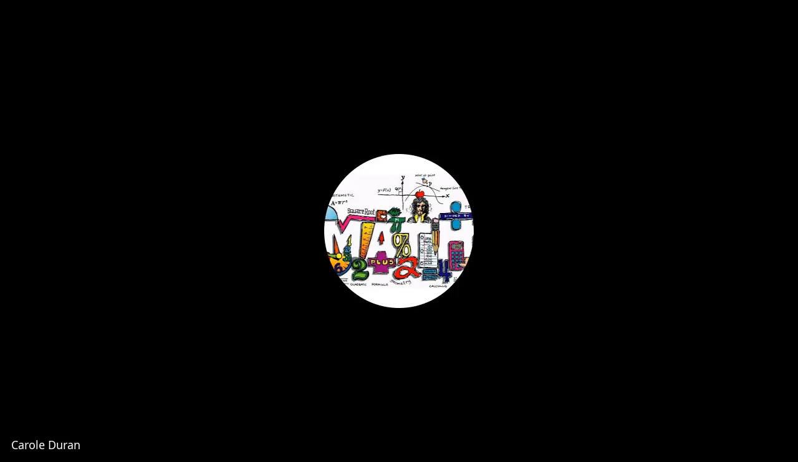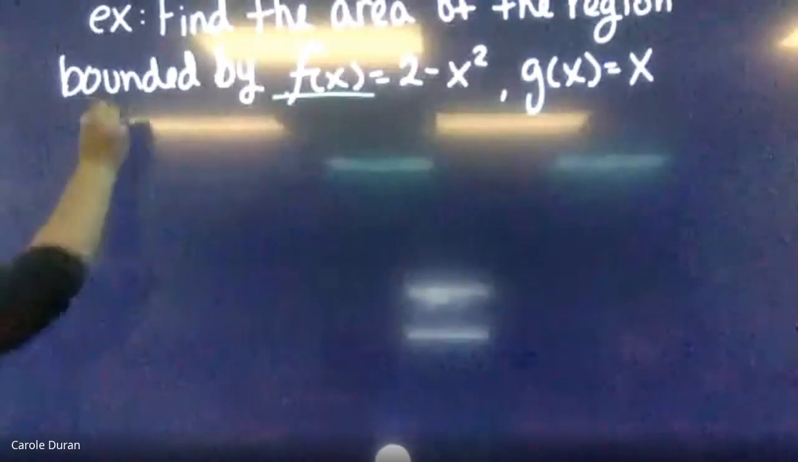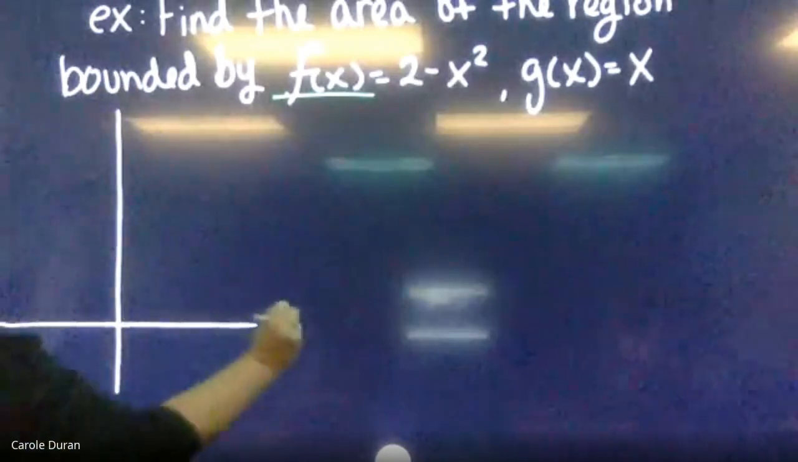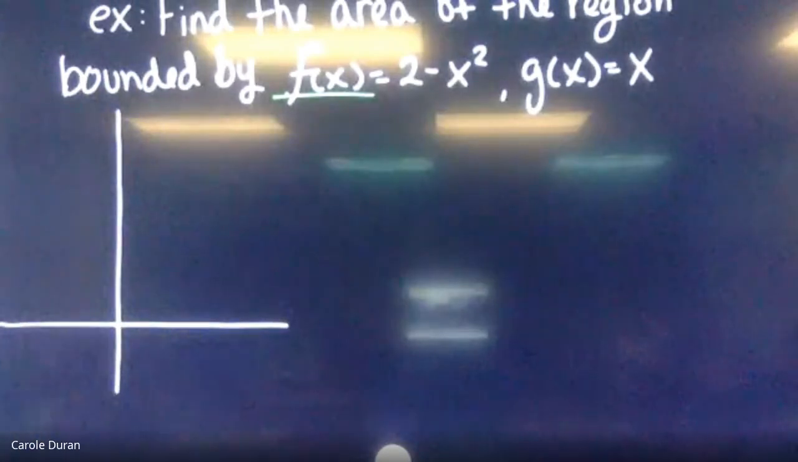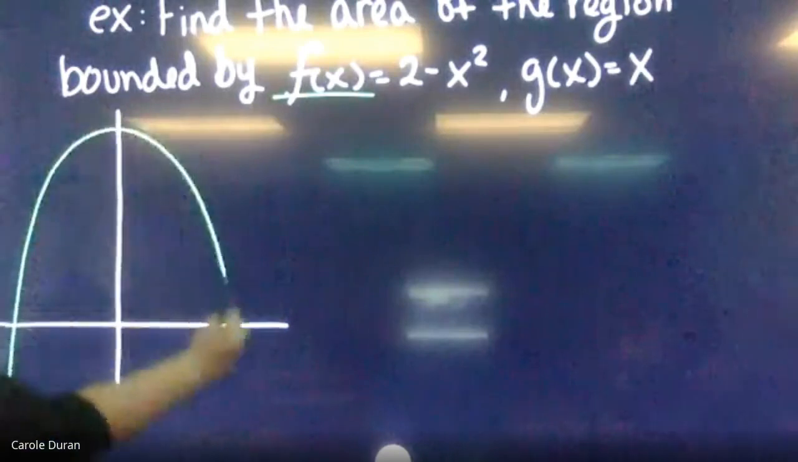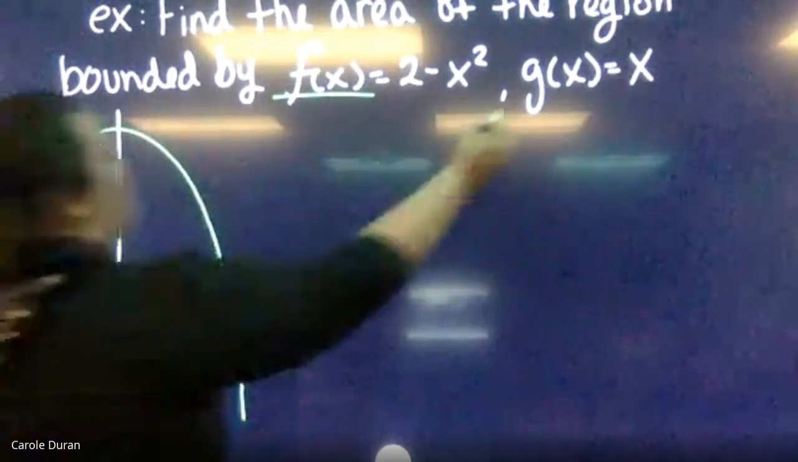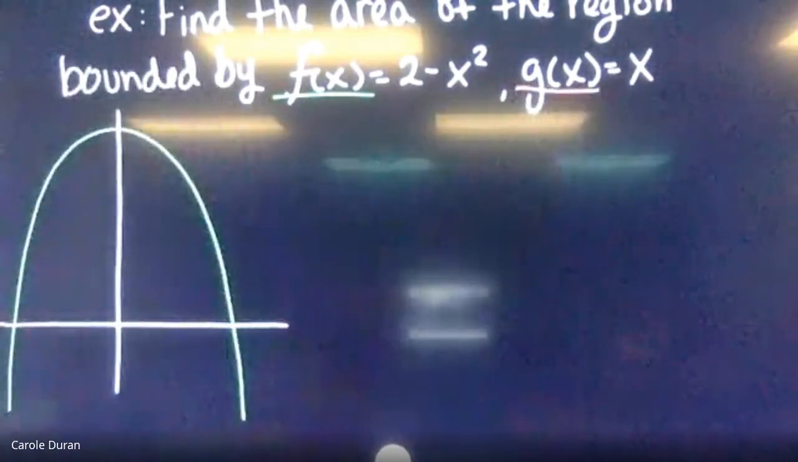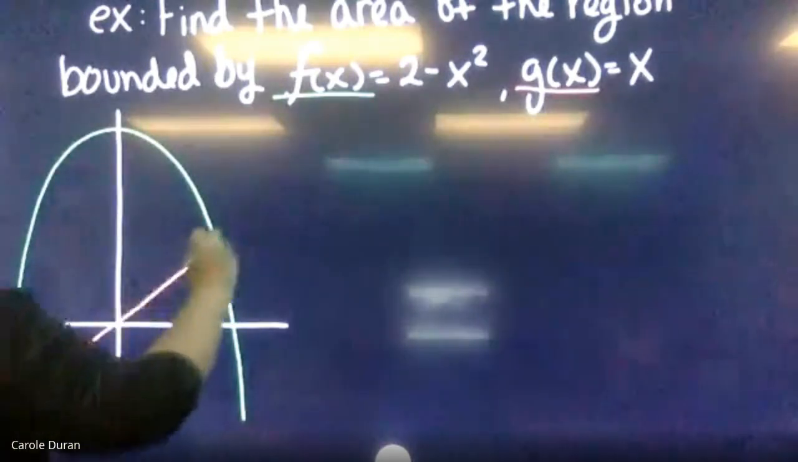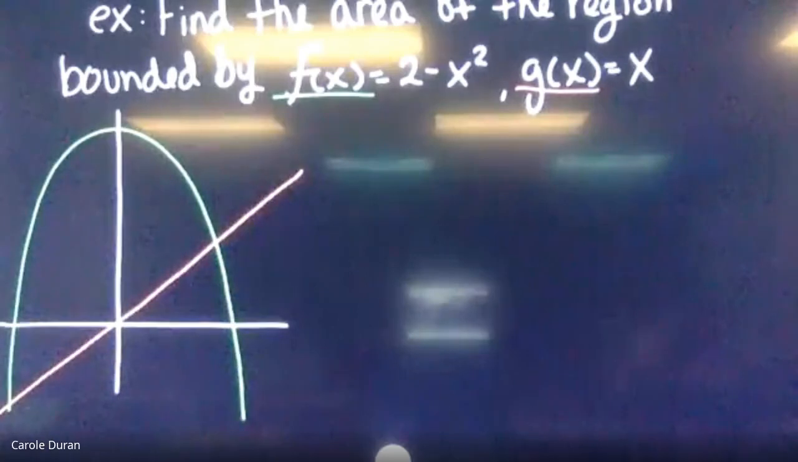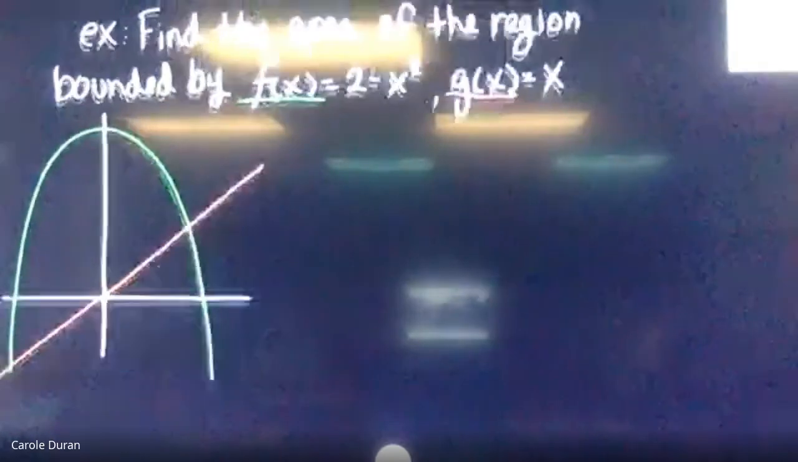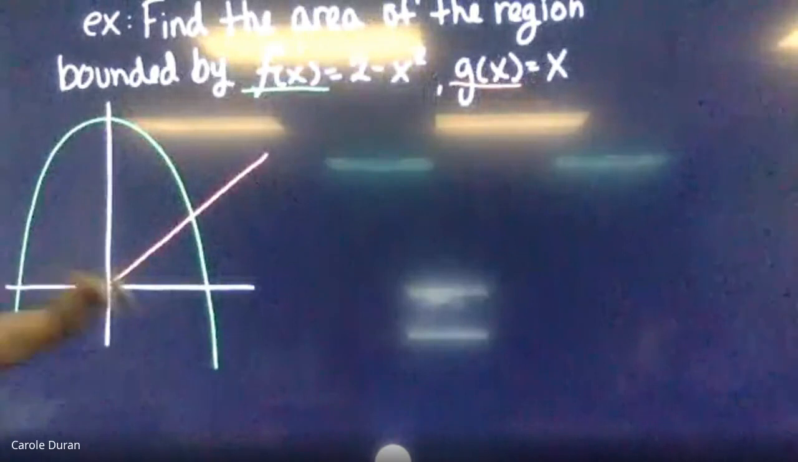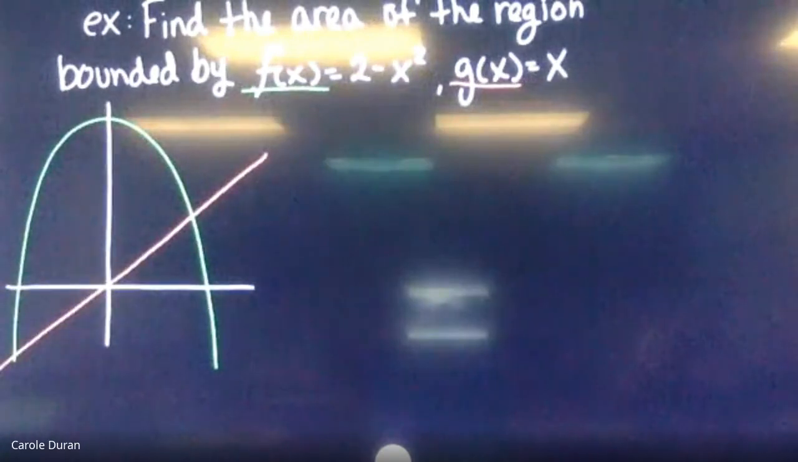So I'm going to make f green just so we can see. And then I'm going to make g red. So if I had graphed this and I saw this graph, I would clearly see that we have two intersections here. I don't have any x values though to figure out what they are.